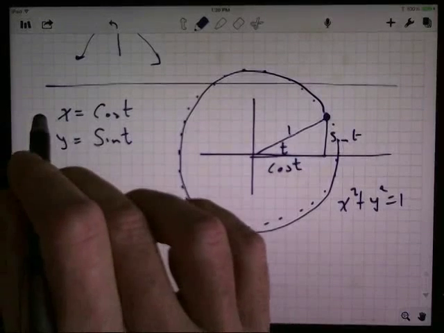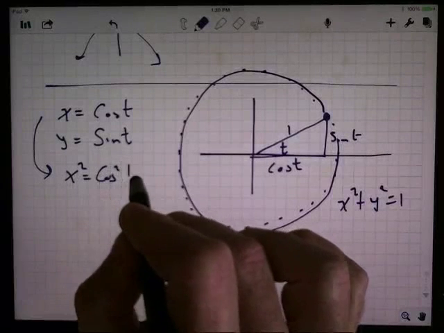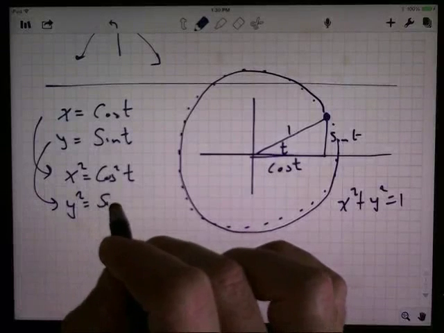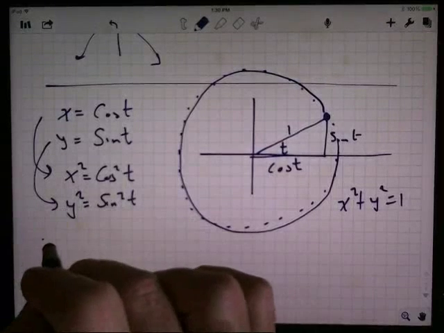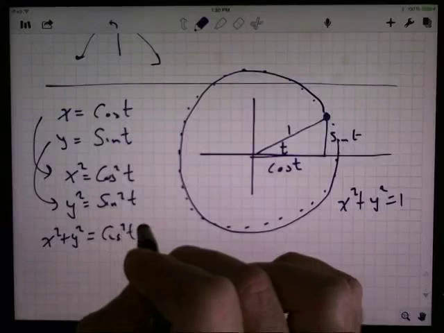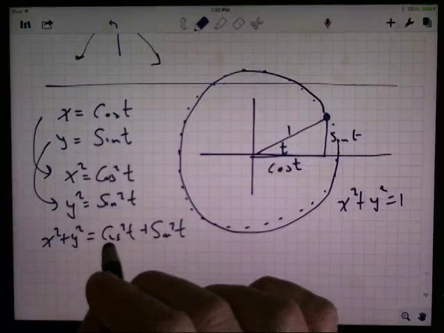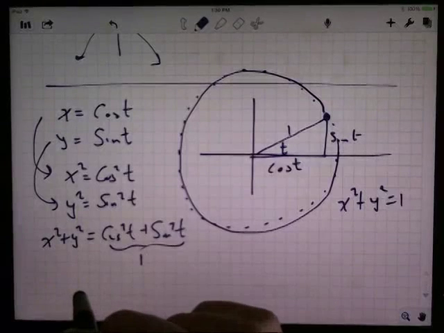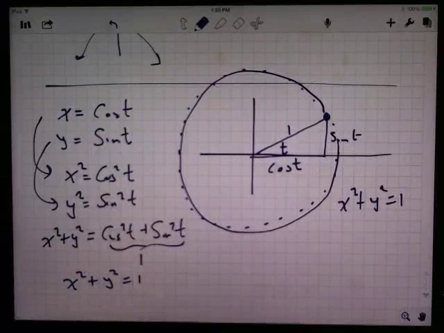So I'm going to take this first equation and square both sides. So I've got x squared equals cos squared t. And likewise, I'm going to take this one and square both sides. So I've got y squared equals sine squared t. And now I'm just going to add them together. So the left-hand sides add up to x squared plus y squared. And that should equal the sum of the right-hand sides, which is cos squared t plus sine squared t. And I've been very clever because cos squared t plus sine squared t is equal to 1. And the parameter was just eliminated. I now have x squared plus y squared equals 1.